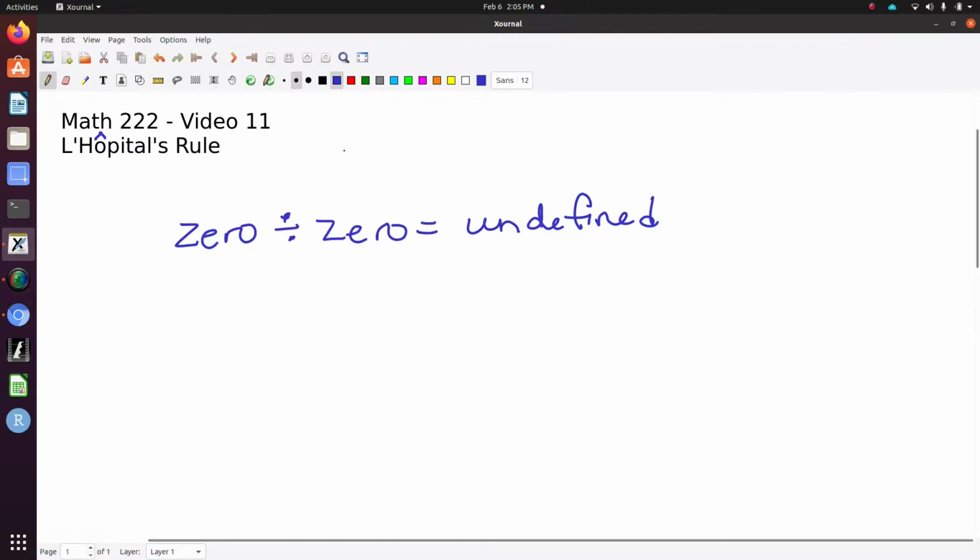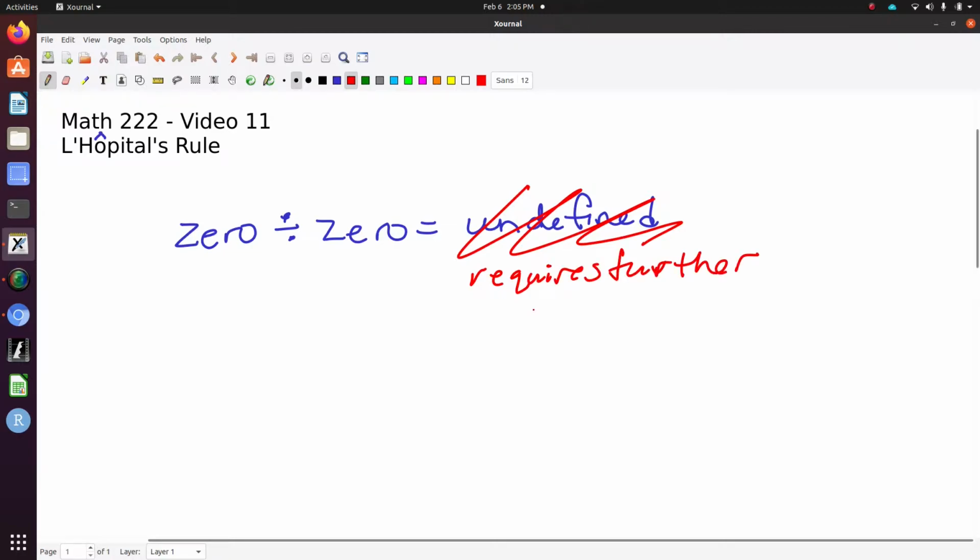The big deal is you were probably told 0 divided by 0 is undefined. And today I want you to say requires further investigation. Okay, so I want you to just sort of turn that whole idea upside down.